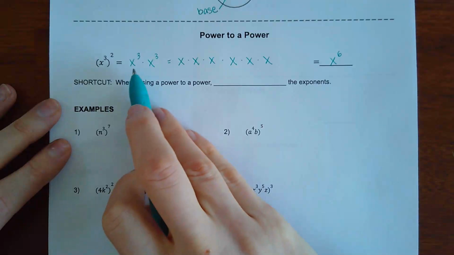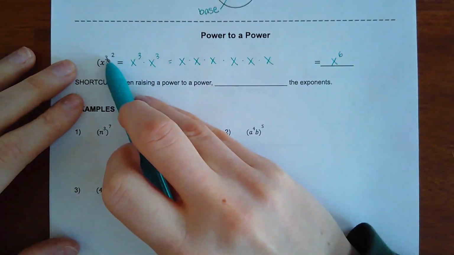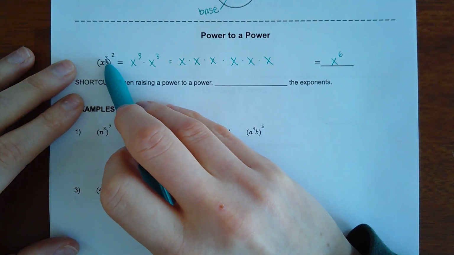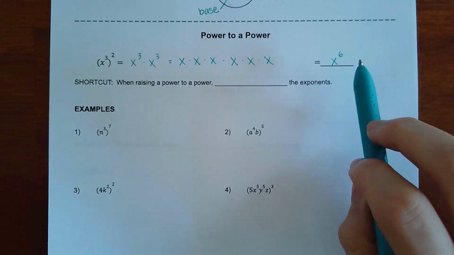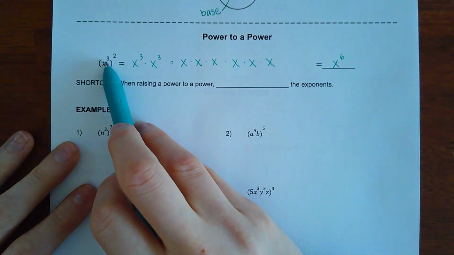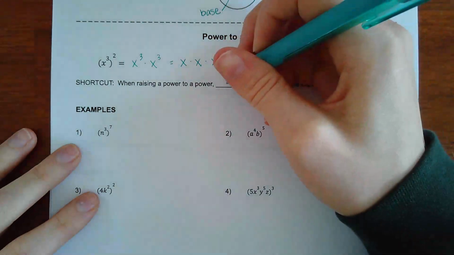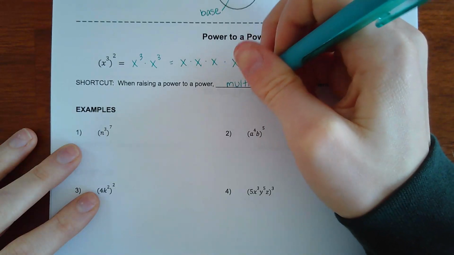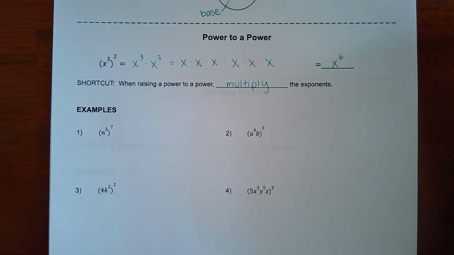Like I said, we don't want to have to go through this whole process of writing out all of these x's, especially if we were working with larger numbers. So we're going to see if we can figure out a shortcut. When I take a look at my numbers here, we started with a power of 3 and a power of 2, and we ended with a power of 6. So if we think about how we could take 3 and 2 and get to 6, we could multiply those exponents. So our shortcut is going to be that whenever we have a power to a power, we're going to multiply our exponents together.